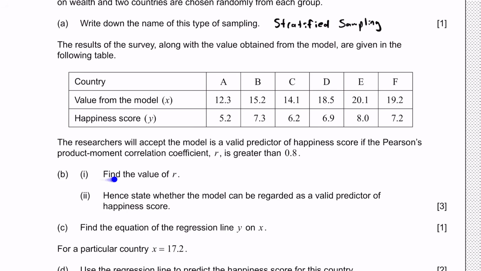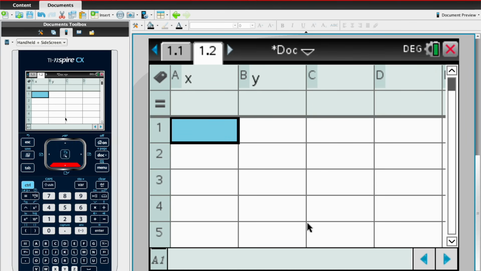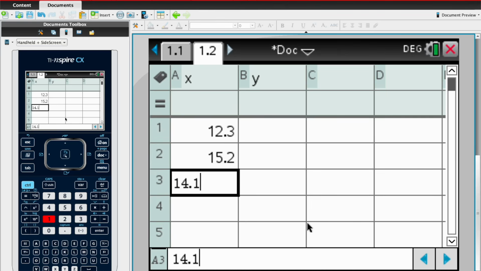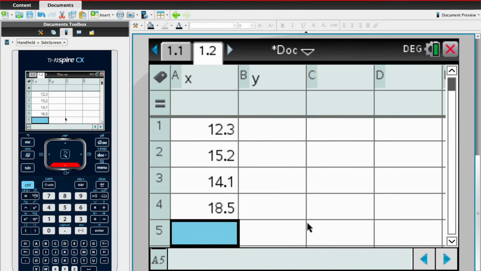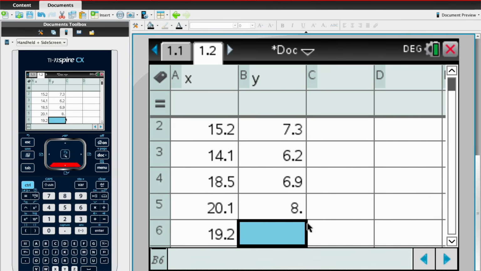Part 1 of Part B, find the value of R, correlation. Let's put these values in for X and Y into our spreadsheet, and then we'll find R. All right, here we go. Spreadsheet, set up X and Y. Let's put the X values in. So these are the values from the model: 12.3, 15.2, 14.1, and so on, 20.1, and then 19.2. Let's find the corresponding happiness scores for each of these: 7.3, 6.2, 6.9, 8.0, and then 7.2.